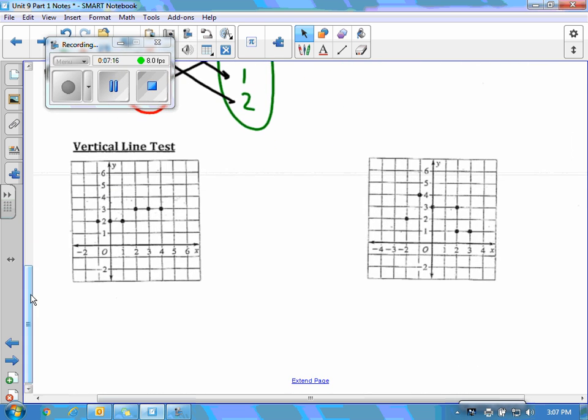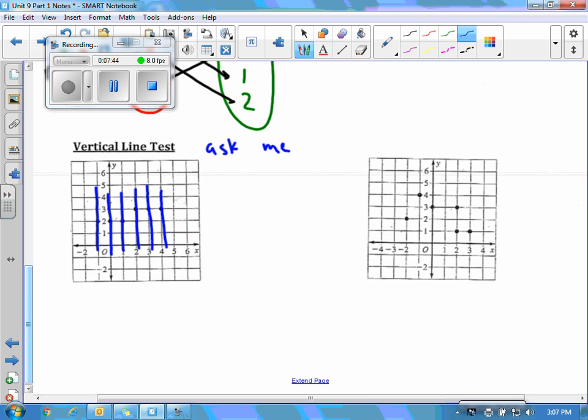If you scroll down, it says the vertical line test. This is another way to tell if a relation is a function or not. Now, the vertical line test says that if it's a function, on no vertical line will you have 2 points. So you need to come ask me about this so I can show you a better way in your notes. But basically what we're saying is as I go along these vertical lines, I need to make sure that I never have more than 1 point. So on my first example, every vertical line only has 1 point. So this is a function.